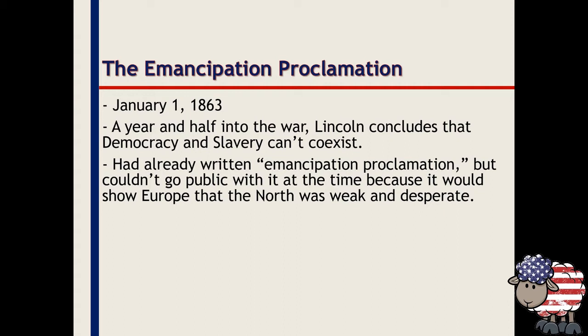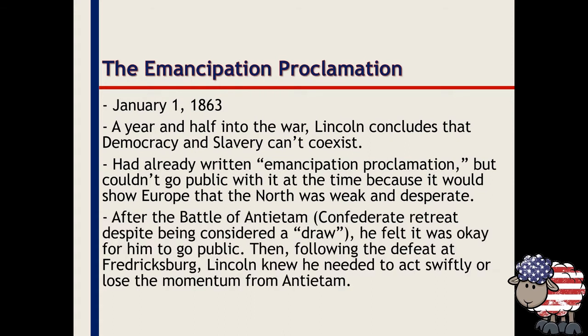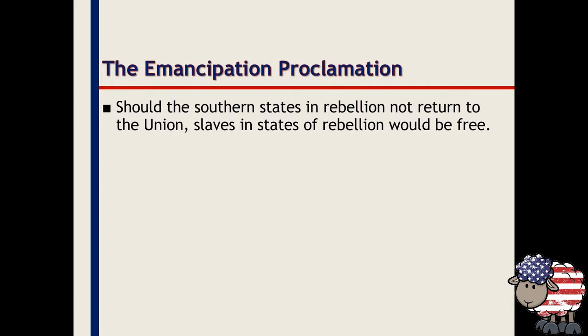However, after the Battle of Antietam, where the Confederates are forced to retreat, he felt it was okay to go forward. However, remember that lopsided victory for the Confederacy at Fredericksburg. Lincoln knew he needed to move quickly or lose the momentum. Now, the Emancipation Proclamation also included that should the Southern states not return to the Union, the slaves in those states of rebellion would be free.